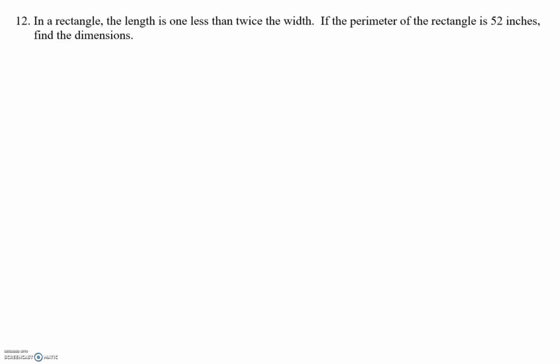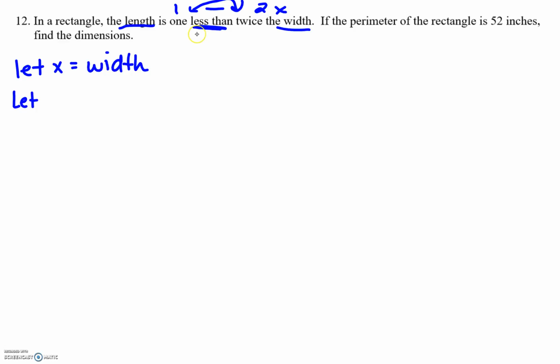For 12, in a rectangle, the length is 1 less than twice the width. Remember, width is the last thing stated, so we're going to let x equal the width. And for length, remember when we see less than, we have to switch the order. So we're going to let 2x minus 1 equal the length.